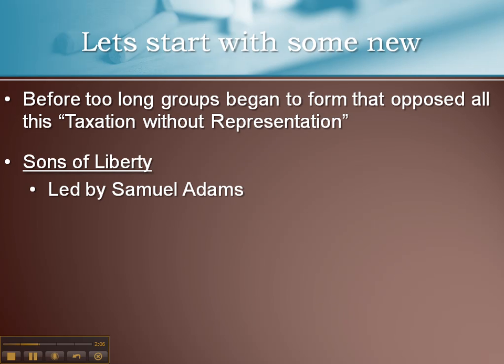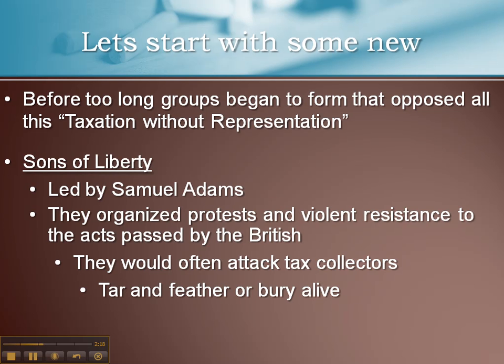Groups started to appear that were in defiance of these new laws or trying to change them. One of the more violent groups was called the Sons of Liberty. This is led by a guy named Samuel Adams, and I know you probably recognize that name from a commercial, but he's actually a patriot. He was a leader of the Sons of Liberty, and helped to organize protests and violent resistance to different acts that the British passed. One of their favorite tactics would be to attack tax collectors. If they could scare a tax collector into not collecting the tax, that makes that law pretty meaningless.